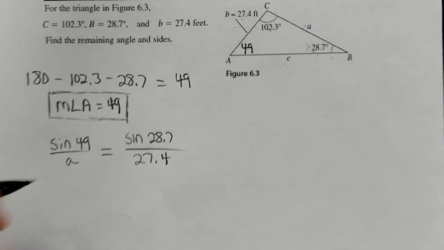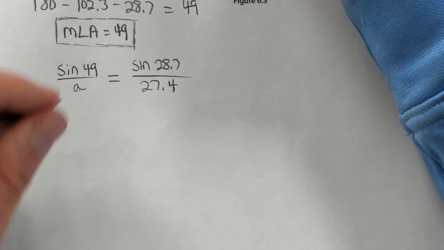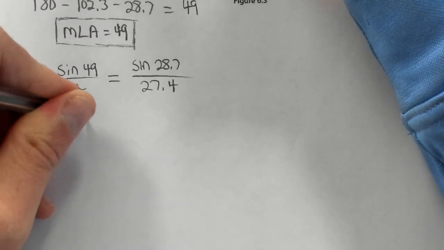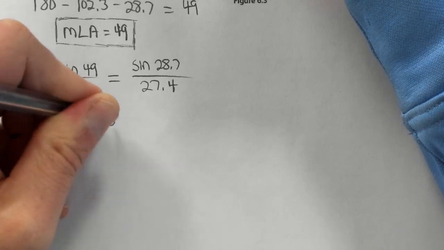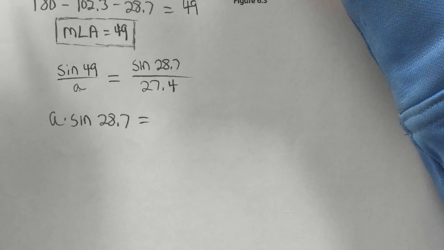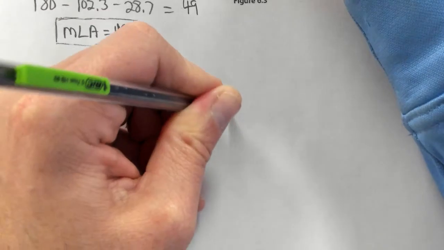Now the only thing that's missing is a. I've got a proportion that I can solve for a by doing the cross product. So that would be a times the sine of 28.7 equals 27.4 times the sine of 49.